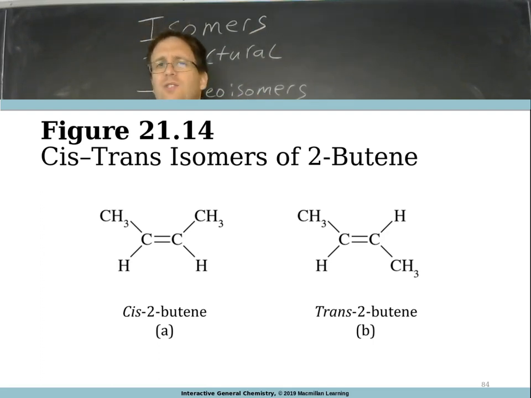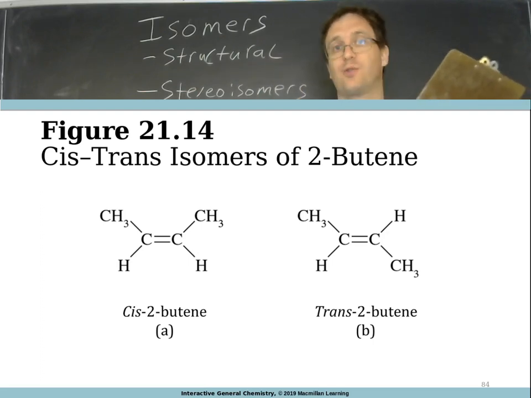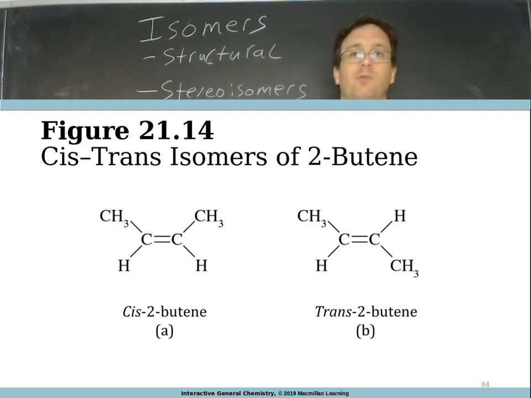It's called cis because the non-hydrogen groups are on the same side of the double bond. And then over here on the right, you have trans-2-butene. And here the hydrogens are on opposite sides of the double bond, and the methyl groups are on opposite sides of the double bond. And so if I were to look at these molecules and say, well, what atoms are bonded to what atoms? They're the same.